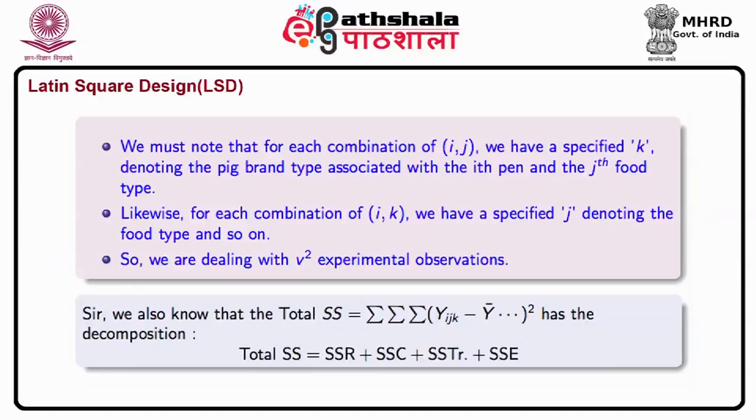Right. So we also know that the total sum of squares is equal to the sum over (Y_ijk minus Y bar) squared. And this has the decomposition: total sum of squares equals SSR, the row sum of squares, plus SSC, the column sum of squares, plus SS treatment, the treatment sum of squares, plus SSE, the error sum of squares.